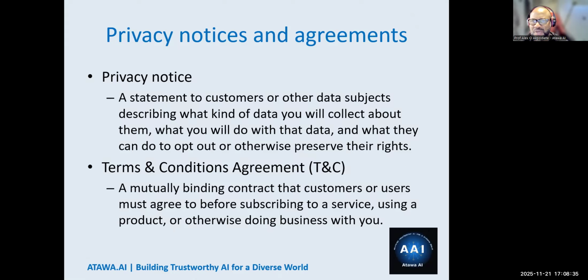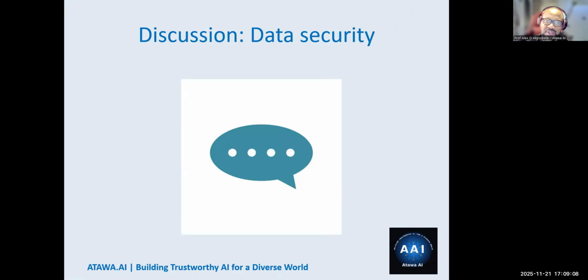Privacy notices and agreements. You know how you go on a website and see terms and conditions and a privacy notice? The privacy notice is just a statement that you give to your clients or anybody who is the subject of your data, telling them what you're going to do with the data and what they can do to opt out or otherwise preserve their rights. This is usually a requirement for most laws. Terms and conditions is like a binding contract between you before you subscribe to a service, use my product, or do business with me. We're going to have to agree to these terms and conditions.